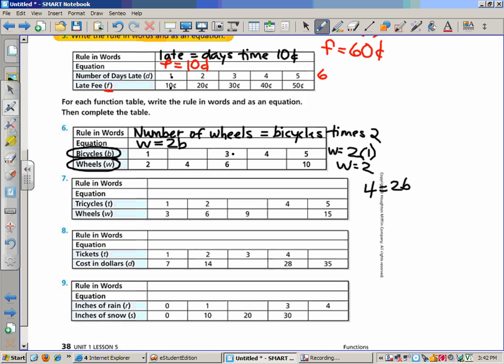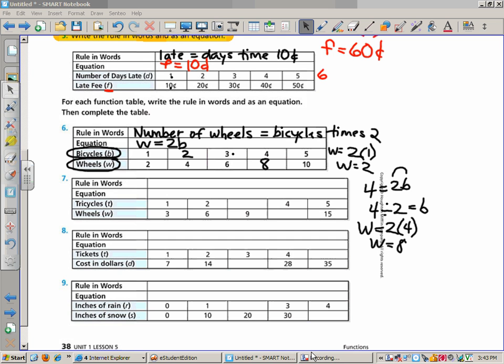So we need to figure out how many bicycles. So we could say to ourselves, what number times 2 gives us 4? Or we can use the inverse and say 4 divided by 2 is going to give us the number of bikes. Okay, so we should have 2 bikes. Now we know the input. We know that we have 4 bicycles. So 4 times 2. We have our number of wheels we're trying to figure out. So we're taking 2 times 4, and we should end up with 8 wheels.